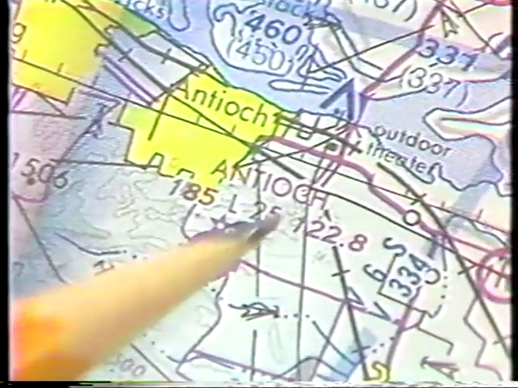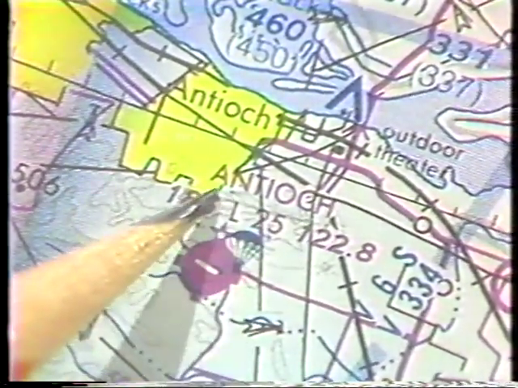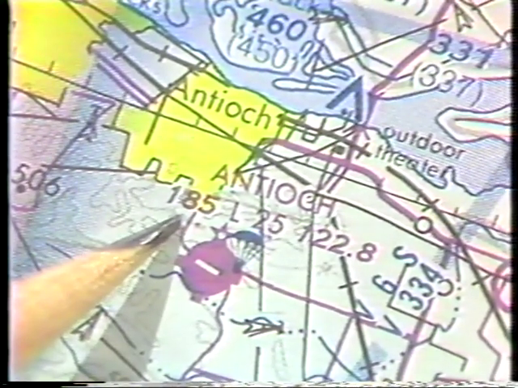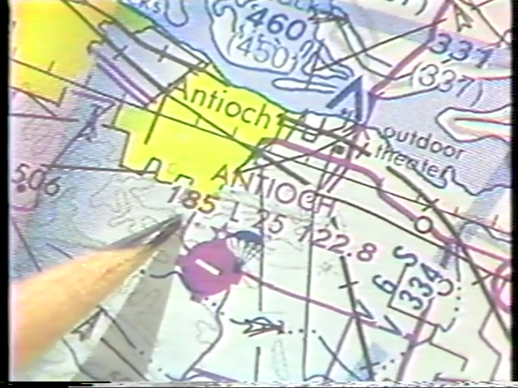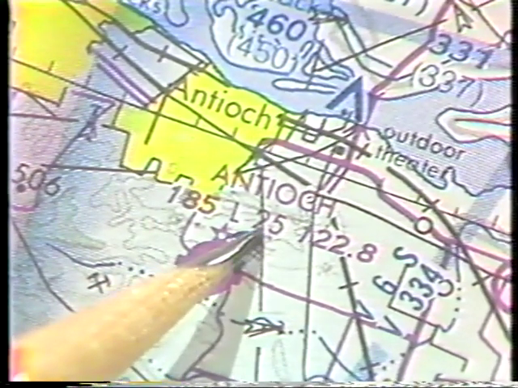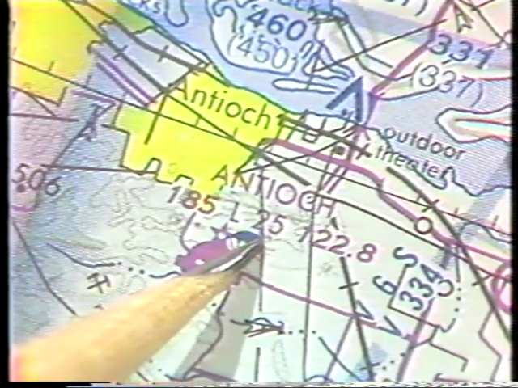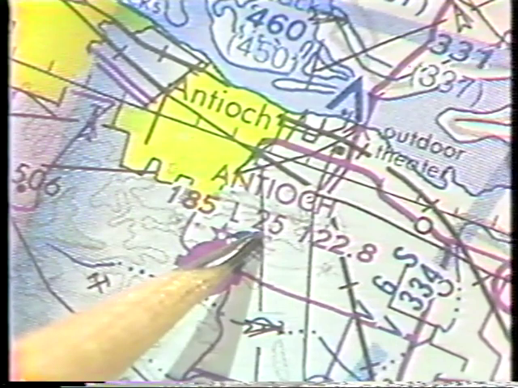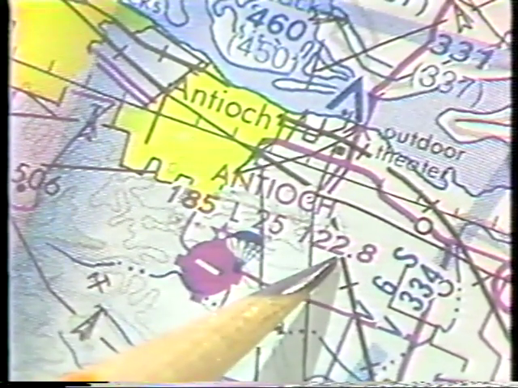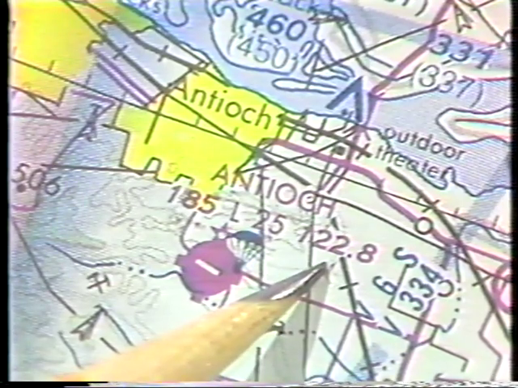Uncontrolled airport data is first the name of the airport, Antioch. Next line is the elevation in feet above sea level, 185, an L if lights are available on the field, a dash if not. Next information is the longest runway length in hundreds of feet. 25 equals 2,500 feet. And the frequency for Unicom, if it is available, 122.8.